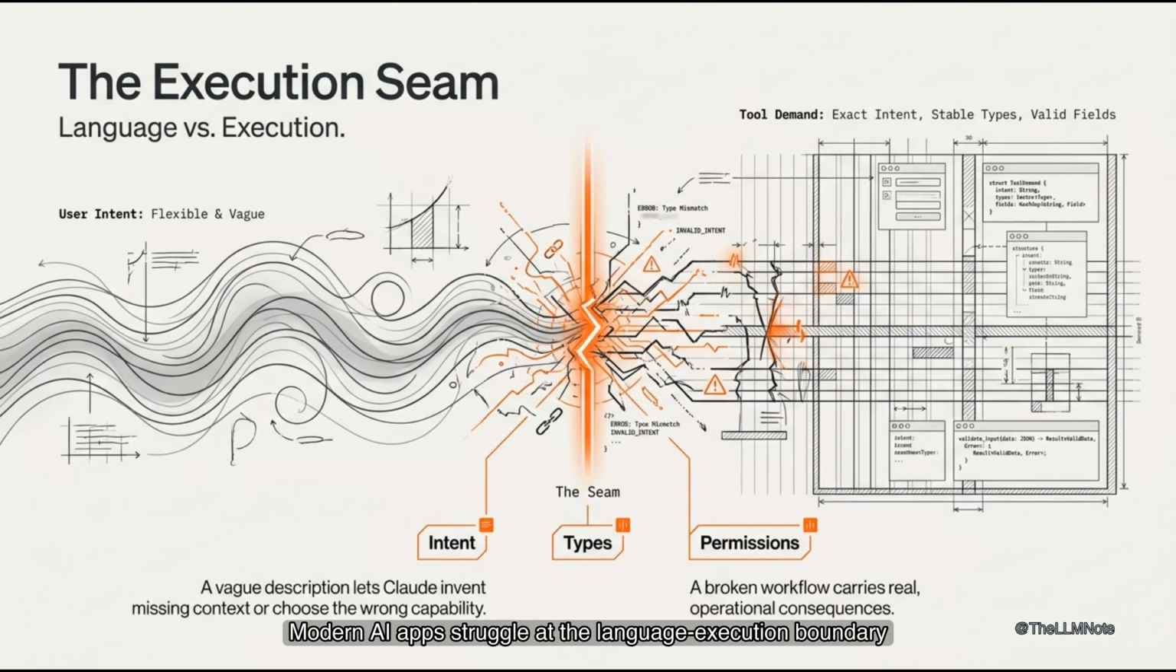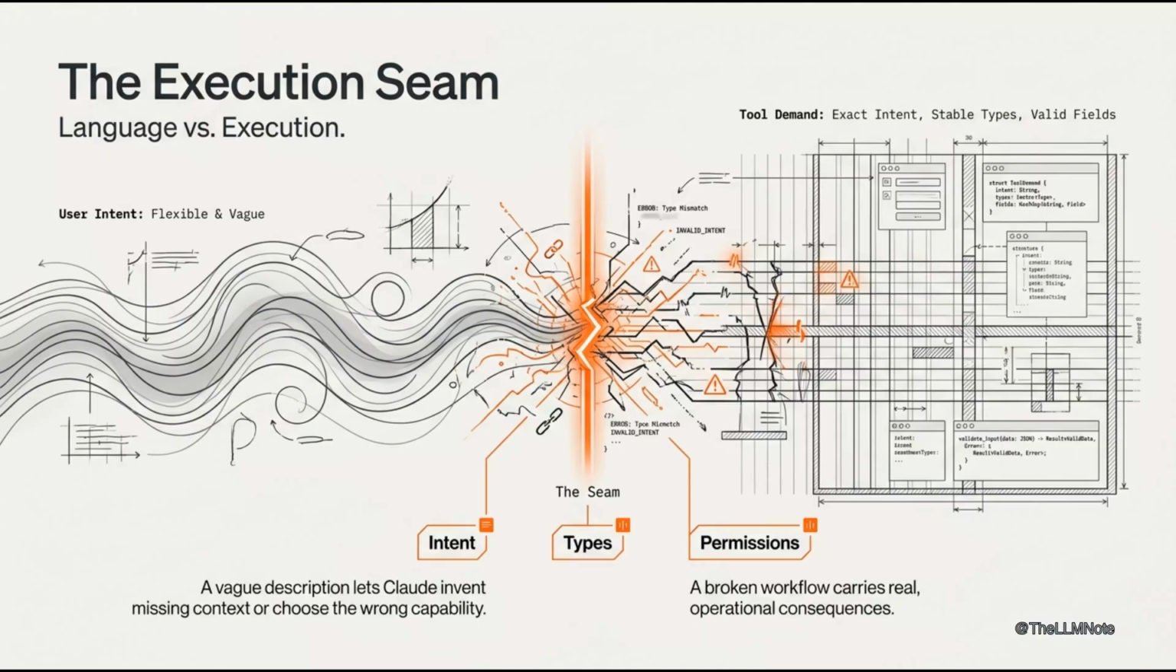Modern AI apps struggle at the language execution boundary. Users express requests in natural, flexible language. Tools require precise intent and exact input formats. They demand valid fields, stable data types, and safe permissions. A vague description can lead Claude to pick the wrong capability. It might invent missing context or call a tool at an unsafe risk level. The outcome isn't just a wrong answer, it's a broken workflow with real operational consequences.